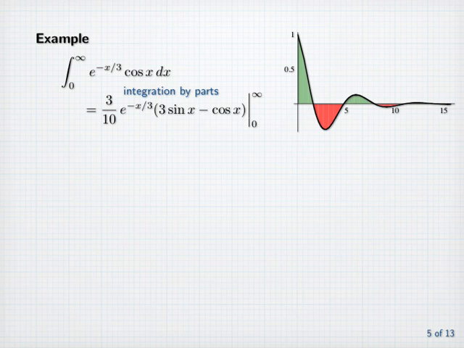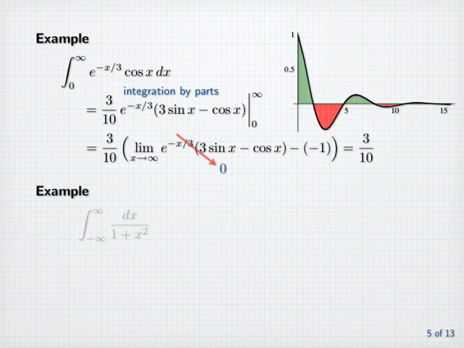We'll factor out 3/10 and write this as 3/10 times the limit as x goes to infinity of e to the minus x over 3 times (3 sine x minus cosine x), minus the value of that at 0, which is e to the 0 times (3 times sine of 0 minus cosine of 0), which ends up being negative 1. Now, since the factor 3 sine x minus cosine x is a bounded function, the e to the minus x over 3 factor here causes the limit to be 0. So we have 3/10 times 1, or 3/10.